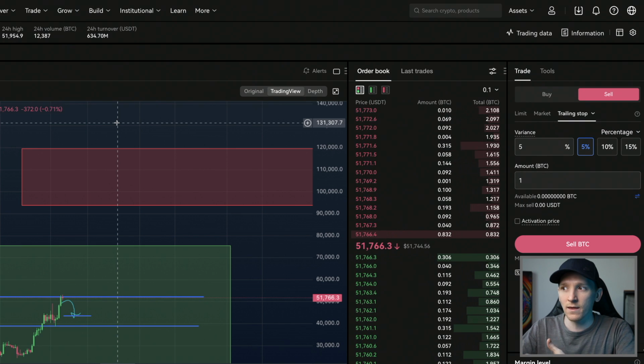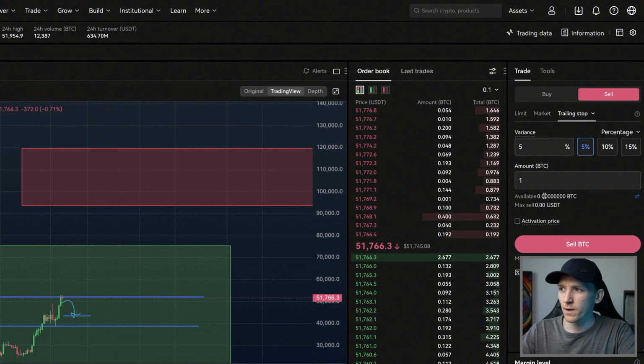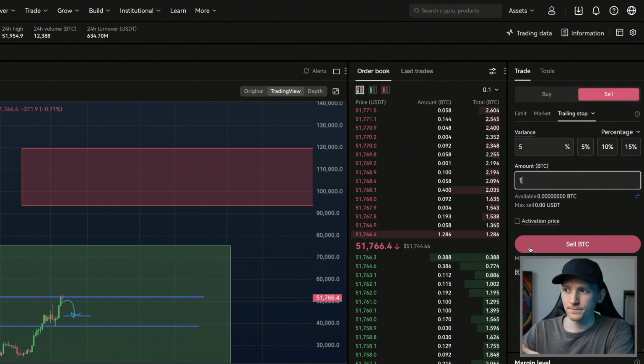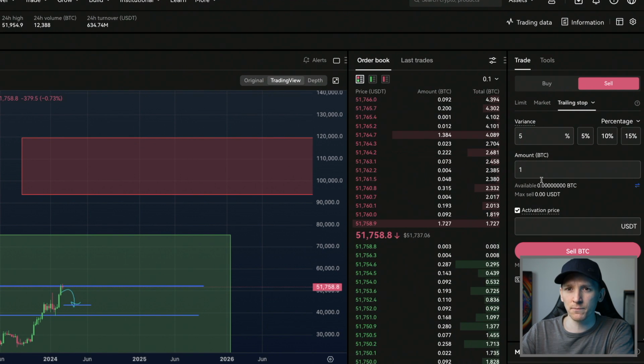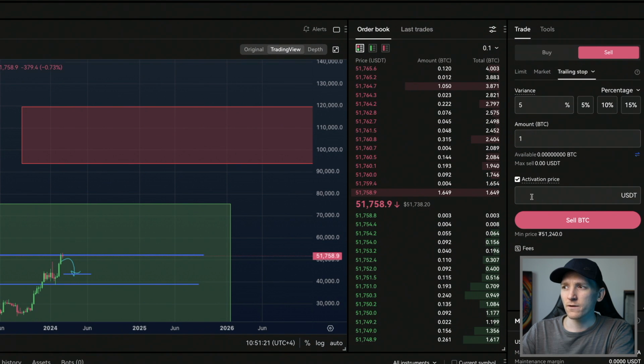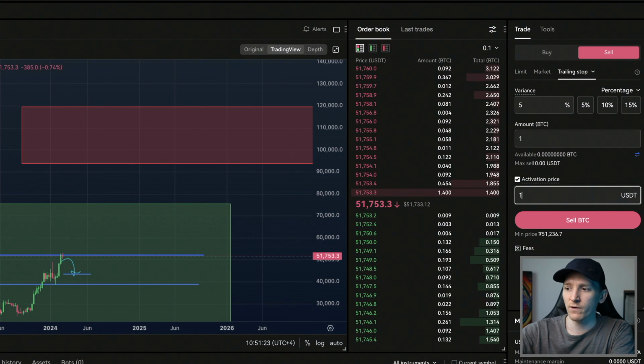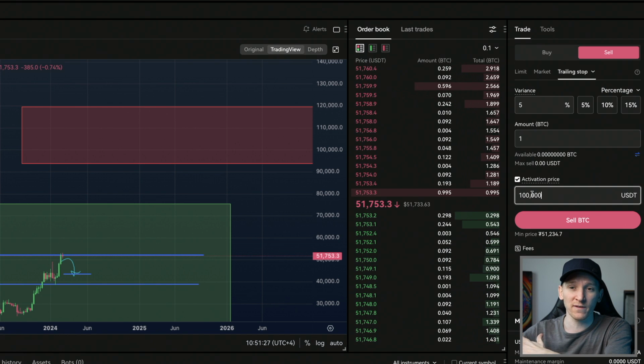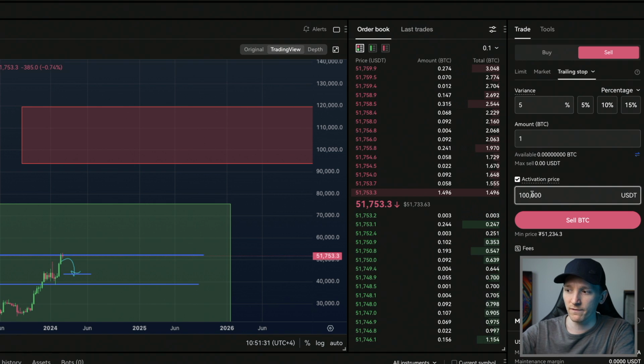So you can enter that right here, trailing stop. I know that my variance is 5%. I want to sell 1 BTC and press sell. You can also enter an activation price here. So you can say, don't activate this sell order until we reach 100,000, right? And then I want to basically sell, but with a variance of 5%. If we move up, great news. If we don't, hey, you know what? I've made good profits anyway. So that is a trailing stop.